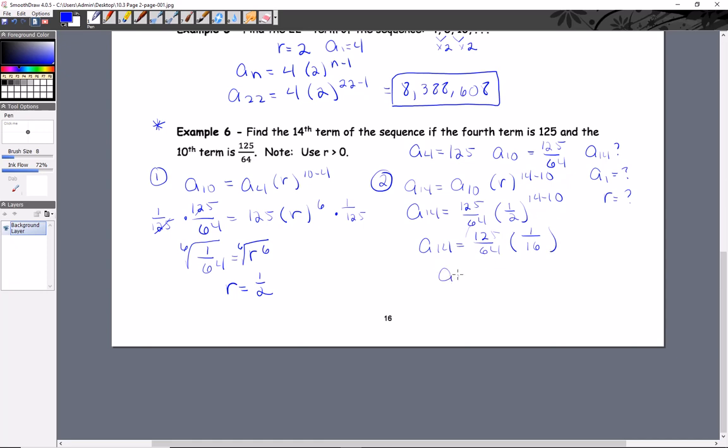So your 14th term is going to be 1 times 125 over 64 times 16, which is 125 over 1024. And that does not reduce. So there we go. That is your answer. You get to it in a sort of roundabout way, but that is the process for doing it.